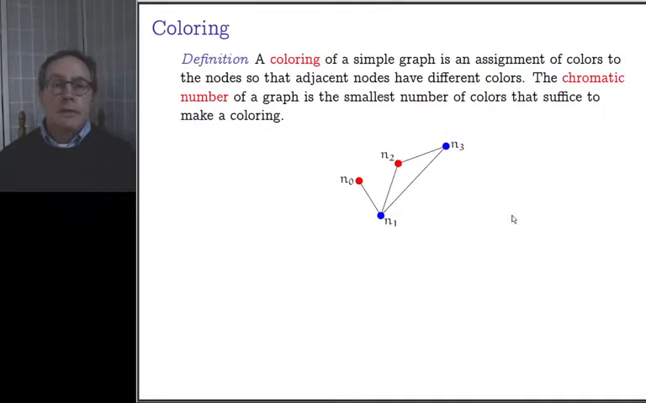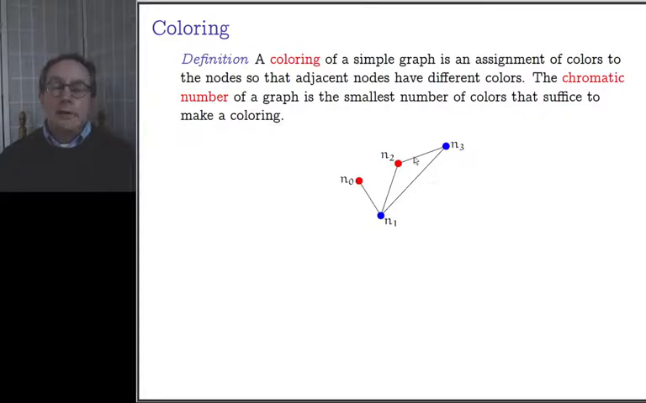Okay, last topic for the day. We talked about this last time also when I talked about the four colors suffice. A coloring of a simple graph is an assignment of colors to the nodes so that adjacent nodes have different colors. And here I took that graph that I've been using as kind of a random example throughout some of these slides, and I did a two coloring. There's red and there's blue.